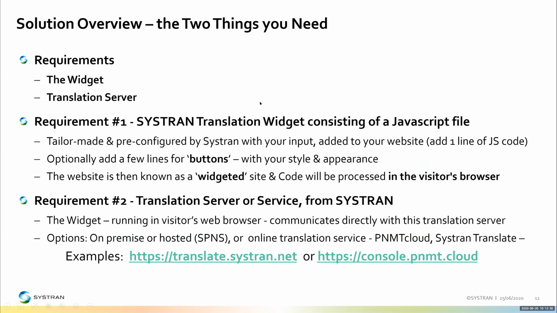So there's two things you need for that, right? We saw earlier in the graph, there is a widget, basically some JavaScript that comes from your web server, from your website. And then there is a translation server that is consulted by the widget once it runs on the browser. So requirement number one is the widget, and it is tailor-made. It's something that we pre-configure. Systran will work with you to put it together based on what's the website you're working on, a couple of criteria like what languages you need. Do you have your own buttons? You might want to add some extra code to allow users to switch language directly.